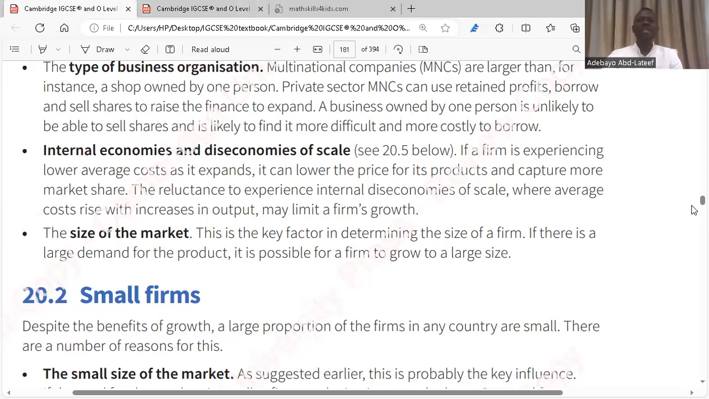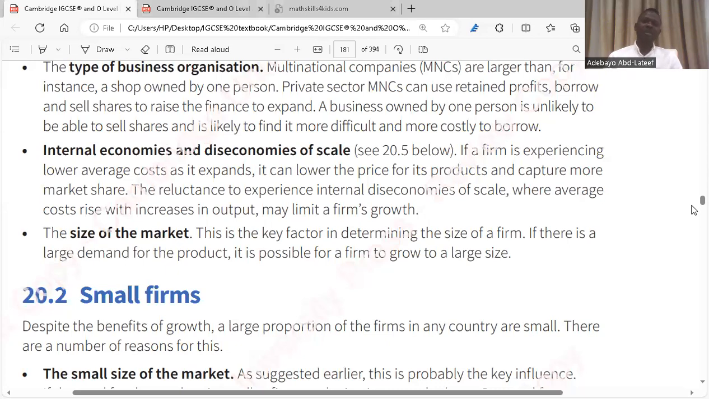You can also measure the size of a firm based on how it deals with internal economies of scale or diseconomies of scale. If a firm is enjoying internal economies of scale, it means that as it's growing, its average cost is reducing, which is good. But if the firm is growing and is incurring more average cost, that means the firm should stop expanding. Do you get it or not?